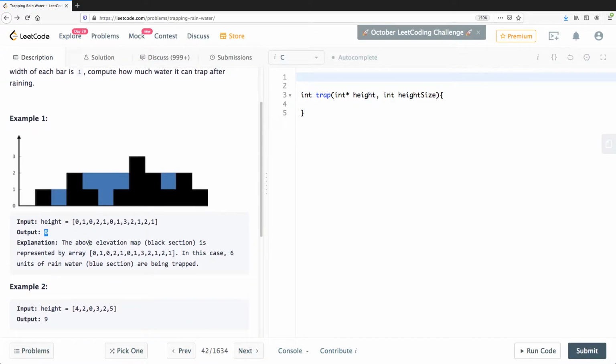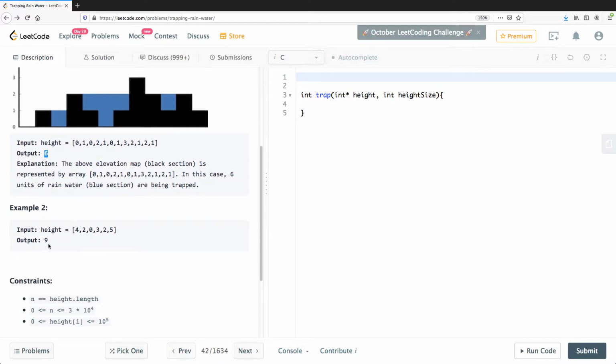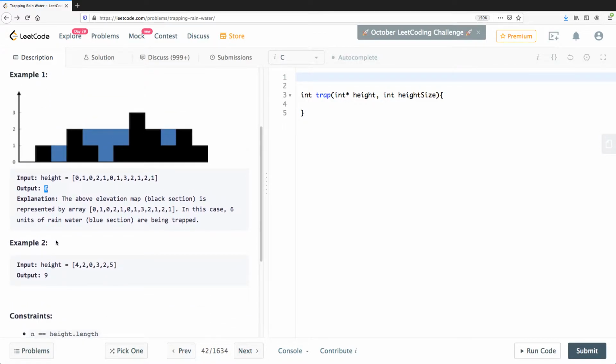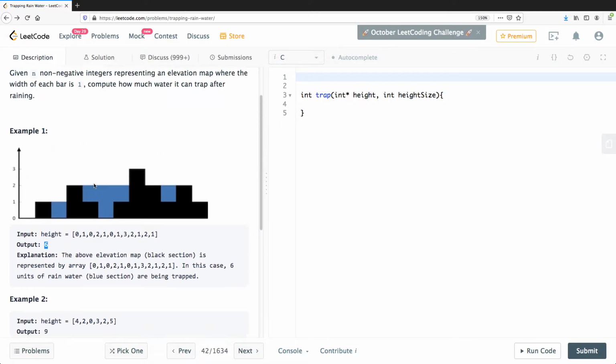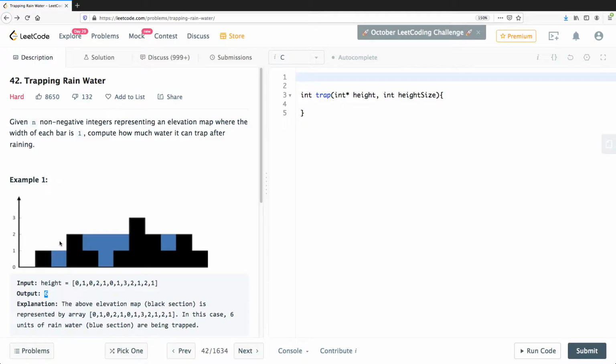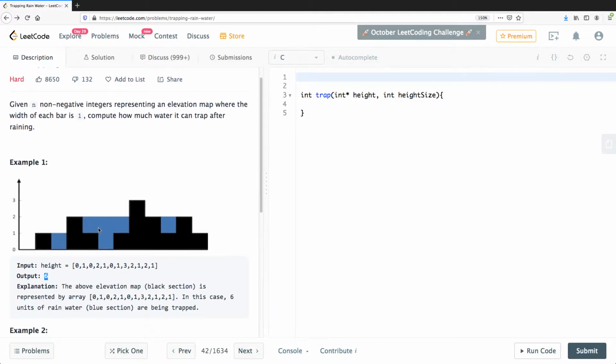Same thing over here, it's saying height is this and the output is 9. So 6 units of rainwater are being trapped. And I guess the idea is, how can the water be trapped and how much water can be trapped. If you are standing at a particular index and you look to its left and look at the maximum height, and then you look at the maximum height on your right, you take the minimum of those right max and left max and you subtract it from the height of the current node. That's the amount of water that can be trapped.